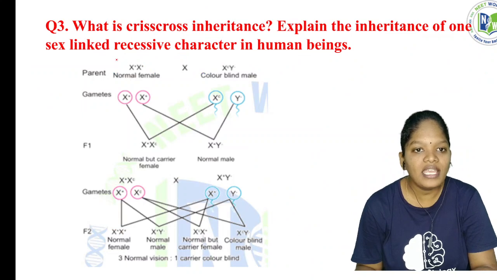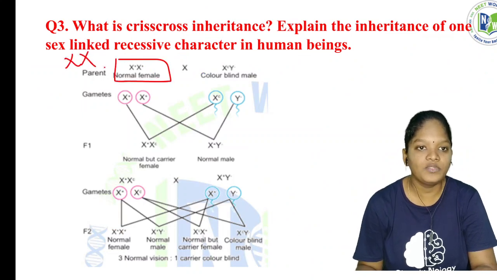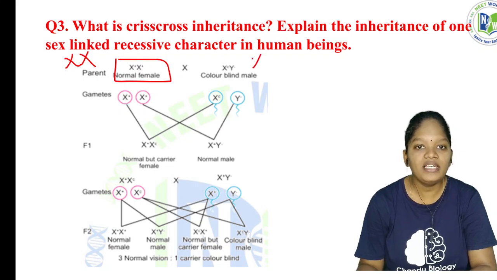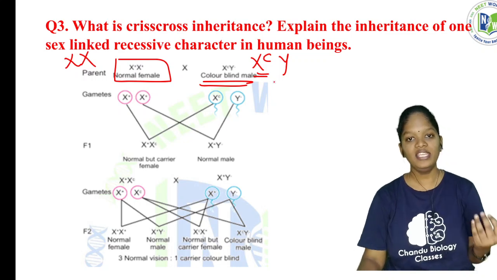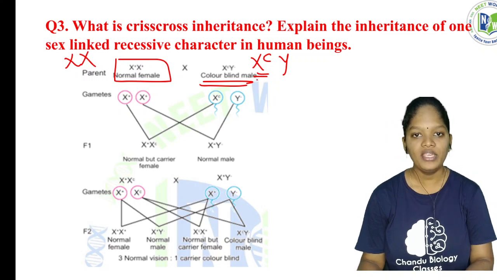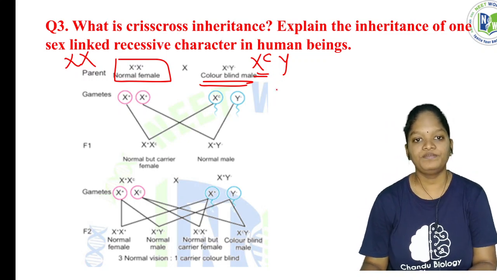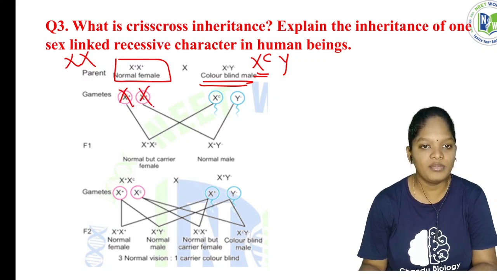So this is a normal female, and here there is a color blind male. If his X is affected, definitely he transmits this disease to the next generation. So X^C and Y, this is how it will be represented. Now what will be the gametes? X+ and X+ from the female, and here X^C and Y.